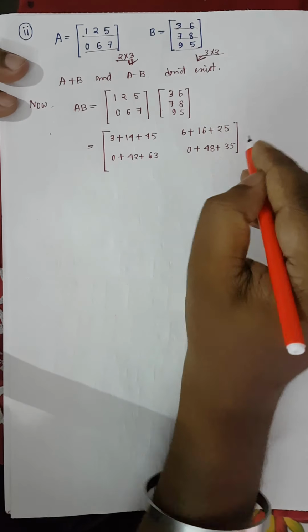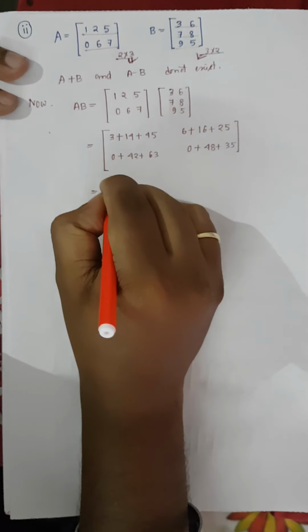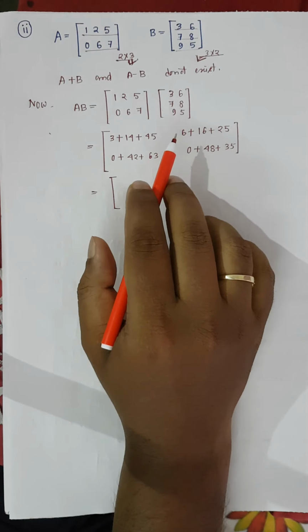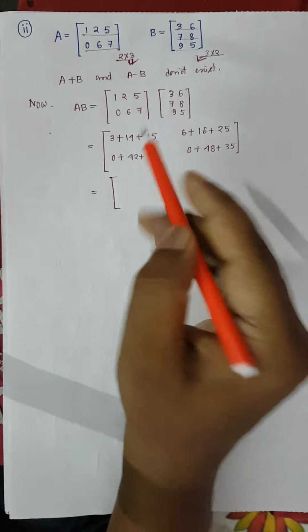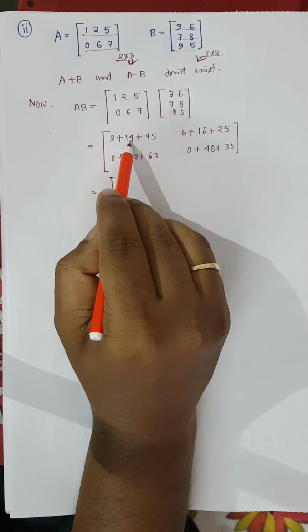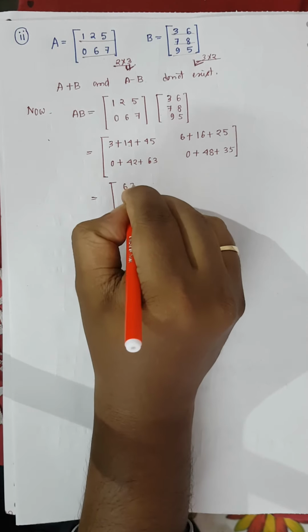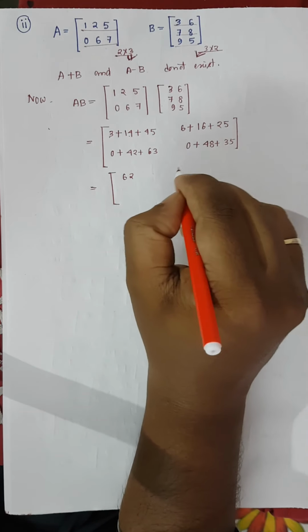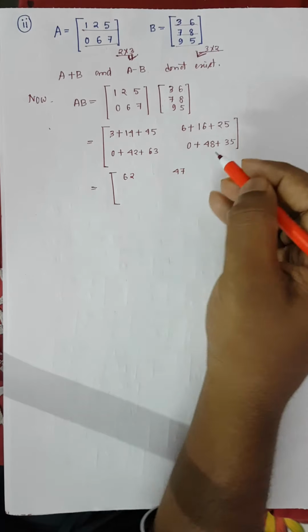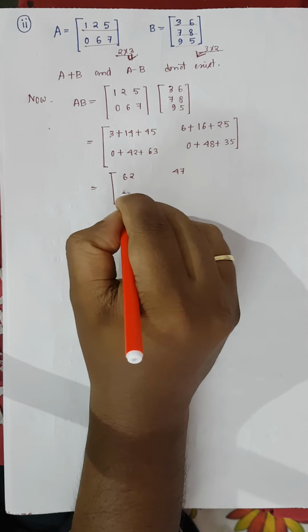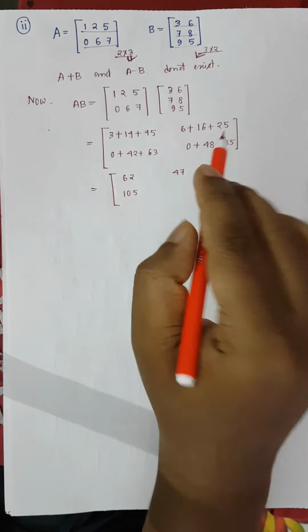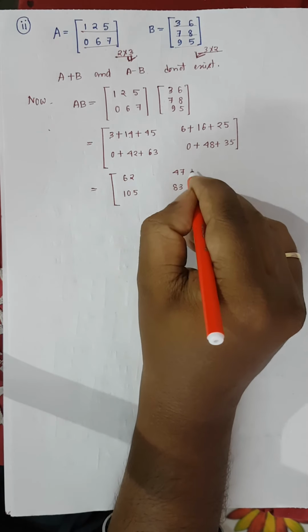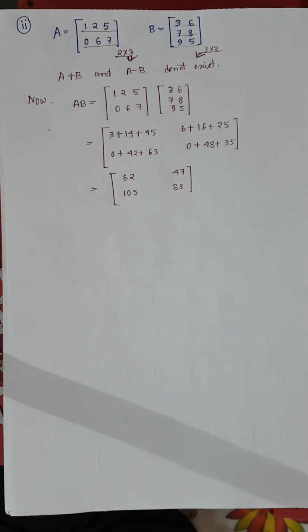So whenever we multiply two matrices, the operation takes place among the corresponding elements of the corresponding row and column. So 3 plus 14 it is 17 plus 45 it is 62. 6 plus 16 plus 25, this is 22 plus 25, 47. 42 plus 63 it is 105. 48 plus 35 it is 83, I guess. Yes, so the product AB exists.